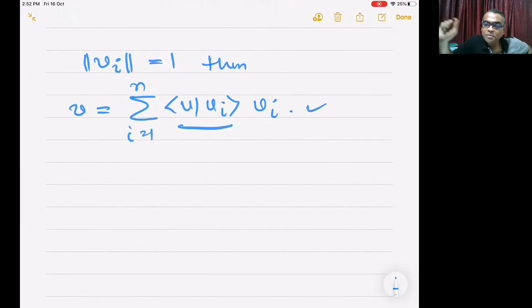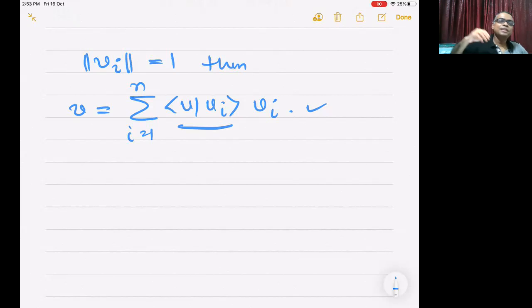But if v1 up to vn is an orthogonal set or an orthonormal set, then solving this linear equation is absolutely simple, because alpha 1 is nothing but the inner product of v with v1. Alpha 2 is the inner product of v with v2. Alpha 3 is the inner product of v with v3, and so on. Just take inner products and you're done.